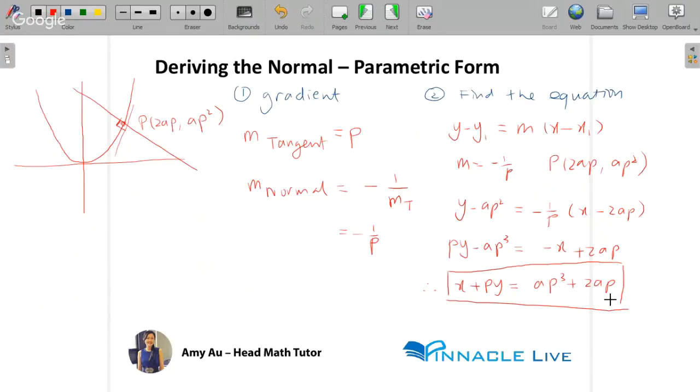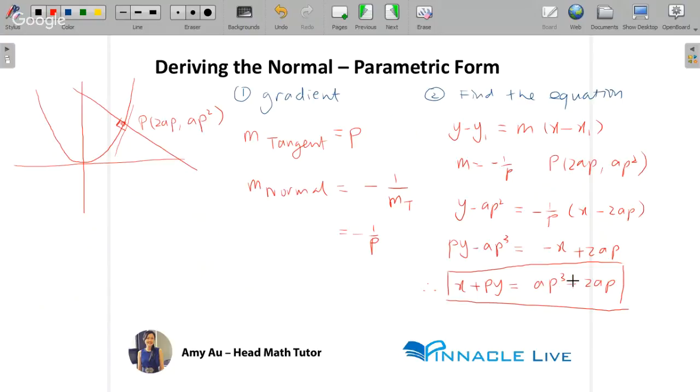All right, so that's it in terms of the normal. All I've done is put it in general form. So I multiplied the p across, expanded it out, and then moved the negative x to the left side and then moved that to the right side. You get that, and that is it.